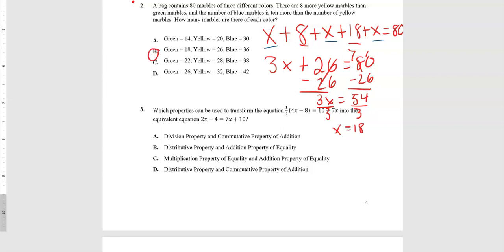So that means that green is 18. What you can then do is plug 18 into the x's in your equation and solve to see. So 18 plus 8 plus 18 plus 18 plus 18 equals 80. You can double check that that's true. You can also double check: if the yellow is 8 more than 18, then that would be 26, and the blue is 10 more than that, so that would be 36. Then double check: 18 plus 26 plus 36 makes 80. So that is your answer.